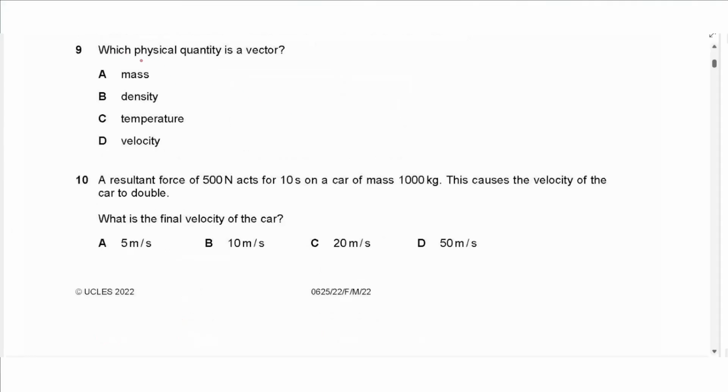Question 9 says, which physical quantity is a vector? Not density, not mass, not temperature. Velocity is a vector quantity which has direction.